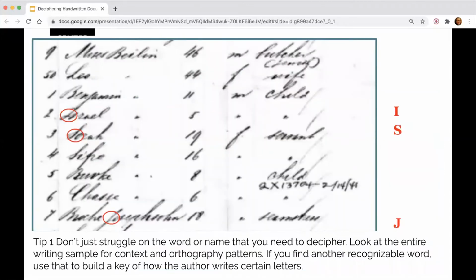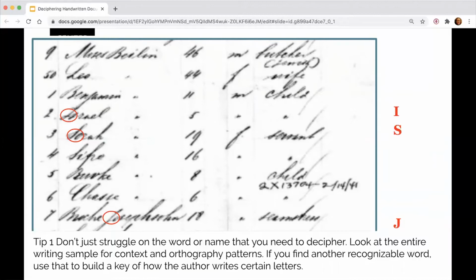So that brings me to the first tip that I want to tell you about, which is don't just focus in on the one word or name that you're having trouble figuring out. Take a look at the whole page. Look throughout the whole page for other words that you can recognize, and note for yourself what letters those are. So in this example here, we have an I for Israel, an S for Sarah, and a J for a surname at the bottom of the list.